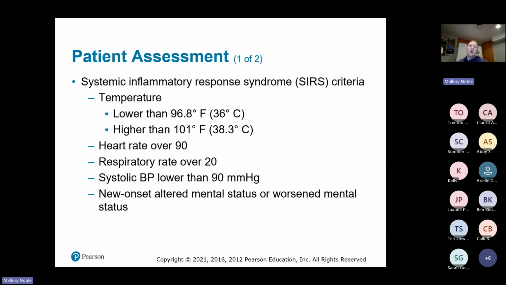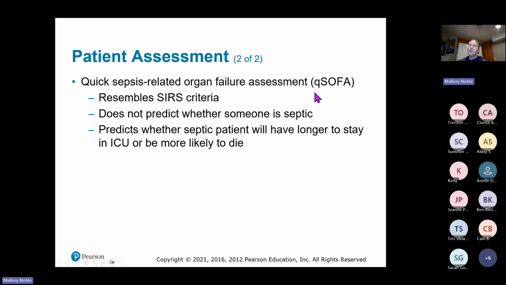So things like temperature are taken into consideration, heart rate, respiratory rate, systolic blood pressure, and new onset altered mental status. All of that comes into play and factors into the decision as to whether or not this is going to meet the SIRS criteria or a septic alert. qSOFA is another one. This is also very similar. This one will also predict the likelihood of the patient staying in the ICU.